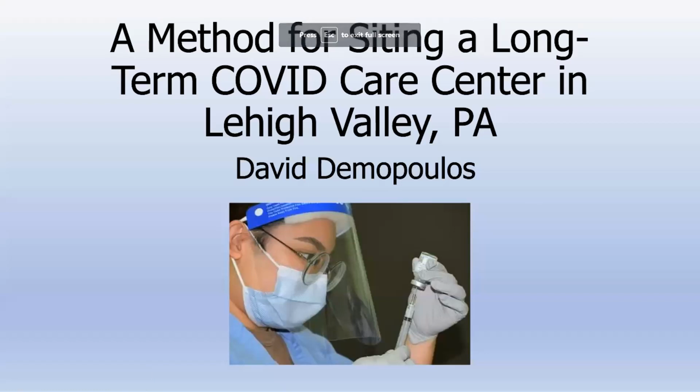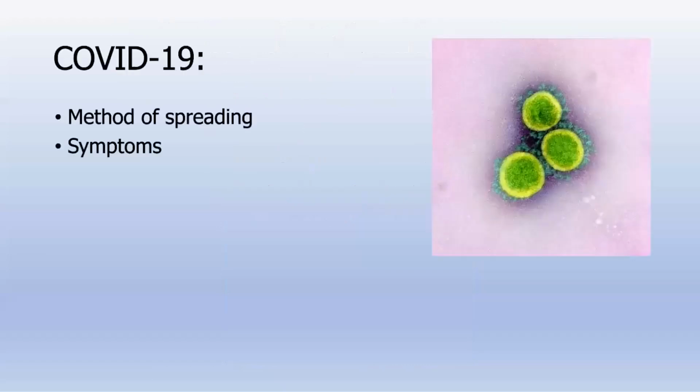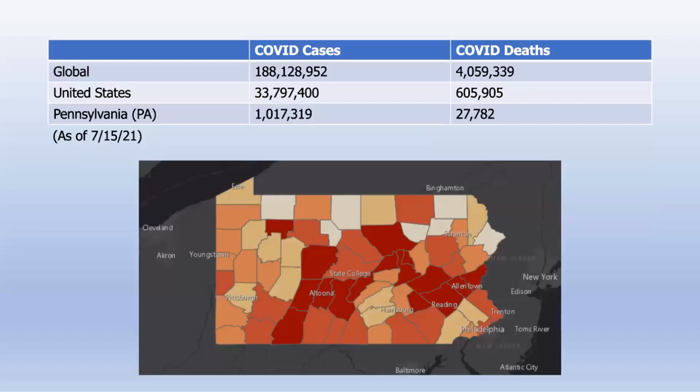Hello, I am David Demopoulos, and this presentation is a method for citing a long-term COVID care center in Lehigh Valley, PA. COVID-19, a recently discovered form of coronavirus, is a mild to moderate respiratory illness. An infectious disease, it primarily spreads through saliva or nasal discharge from coughing or sneezing. Acute COVID can have a number of symptoms, including fever, cough, breathing trouble, diarrhea, chills, pain, sore throat, and impaired smell or taste.